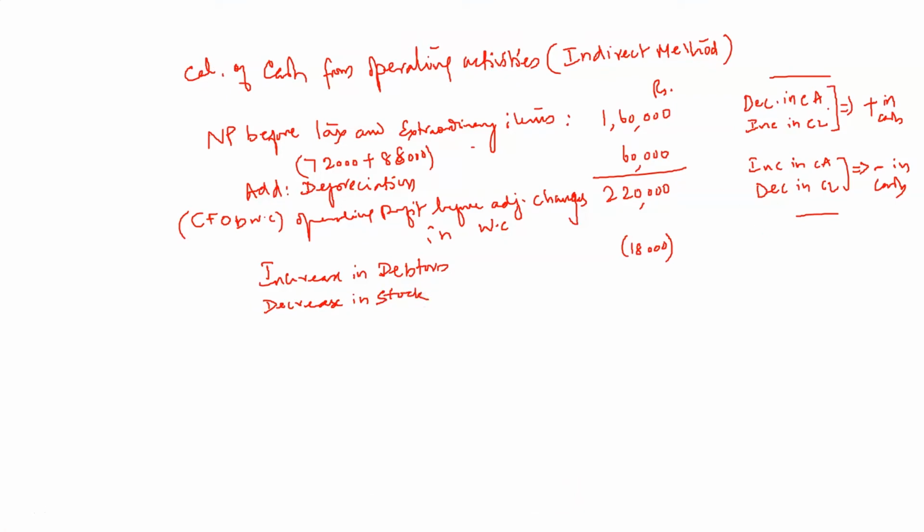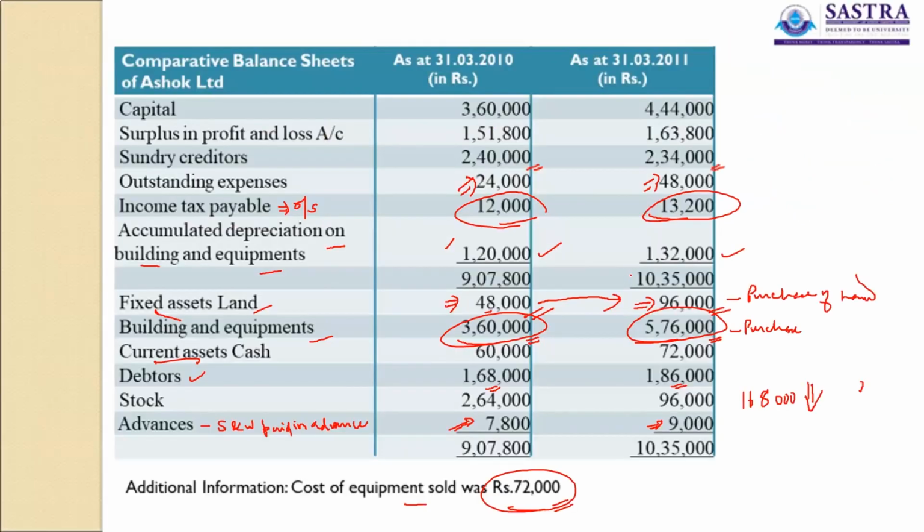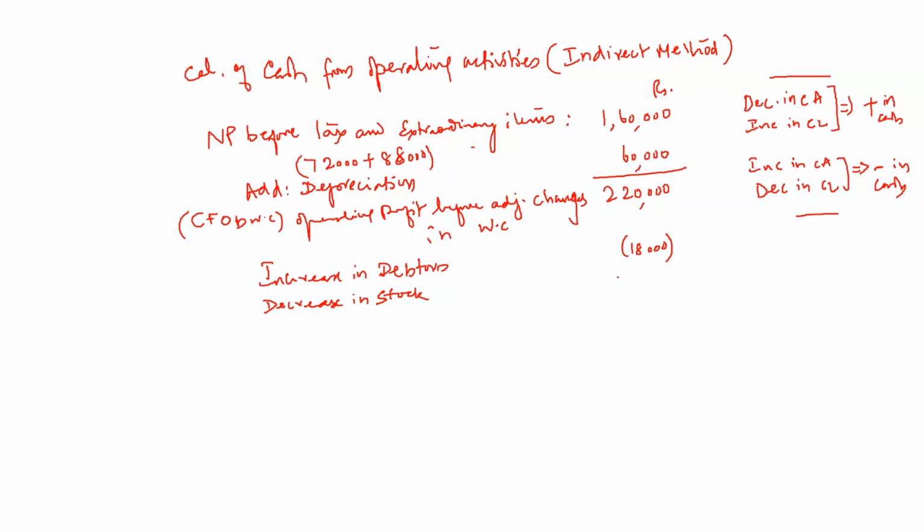So decrease in current assets means increase in cash. The amount being 1,68,000. That means your investment in stock has declined. That means you have more operating cash with you. That's the logic behind it.